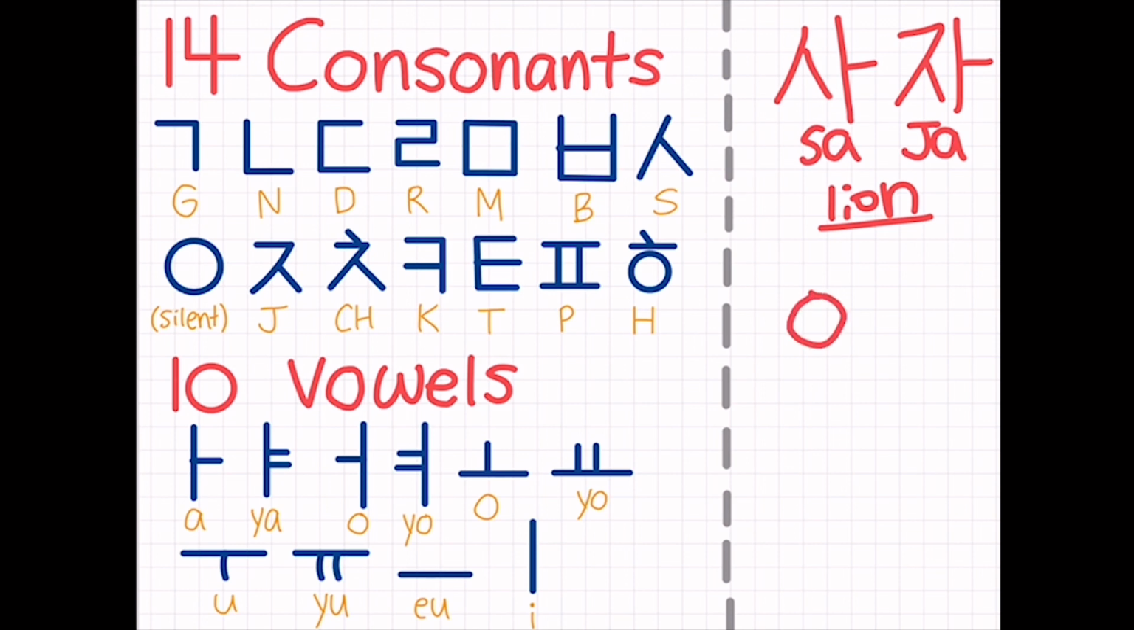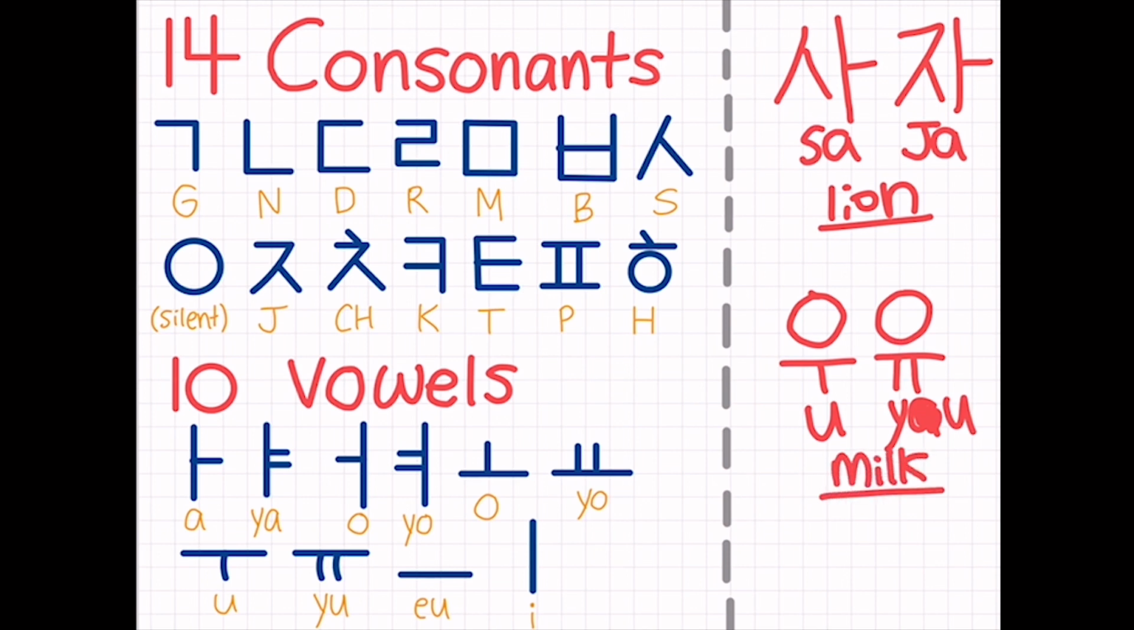Next word, ieung, right? And then you're just going to put the u. So this sounds like u. Okay, another ieung, and then yu. Since this is silent itself, oh, sorry, this should be just yu. U, yu. This word means milk. Sa, cha, u, yu. Ooh, do you guys see this magic? You're learning.